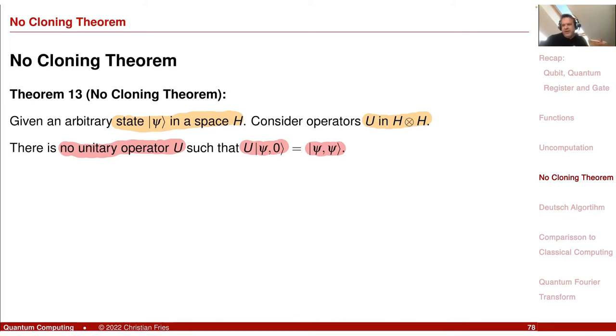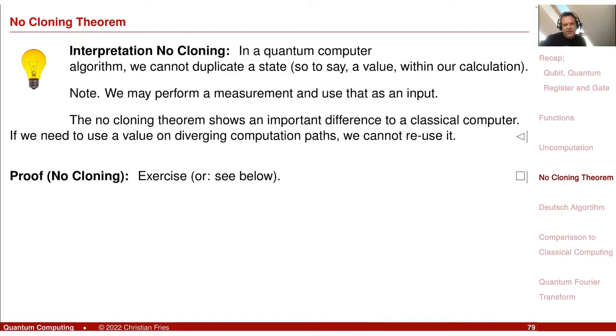And I would need to copy the value if I need it in a certain calculation for two different things. In a classical computer, that's no problem. You just store your value, it's input to one calculation and then input to another calculation, and you have two results that depended on the same intermediate value. We cannot do this in the quantum computer. You can prove that this holds. The proof is an exercise, but it is also a few slides later. So in a quantum computer, we cannot duplicate, at least exactly, a state.